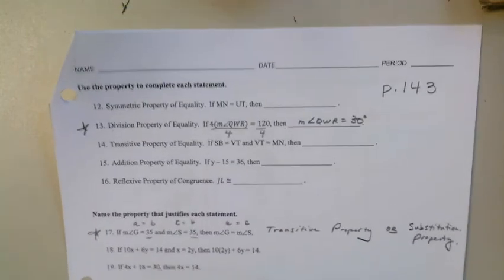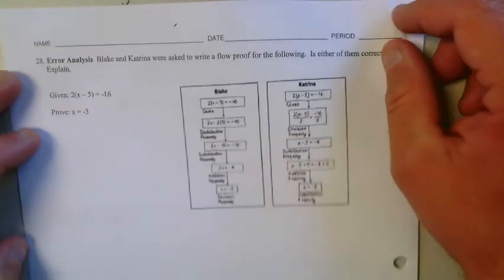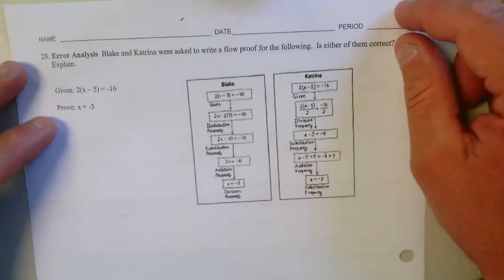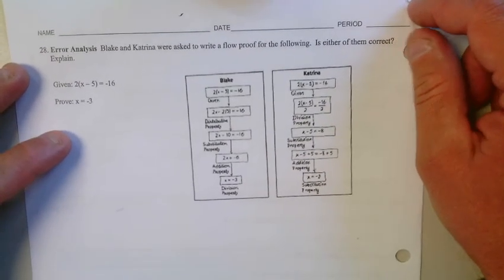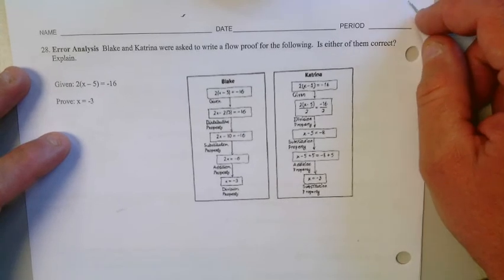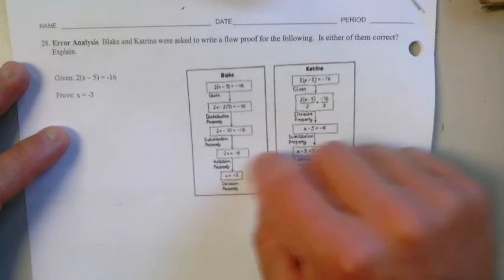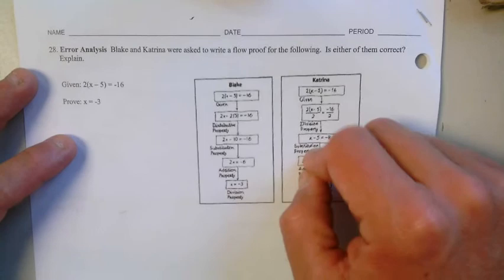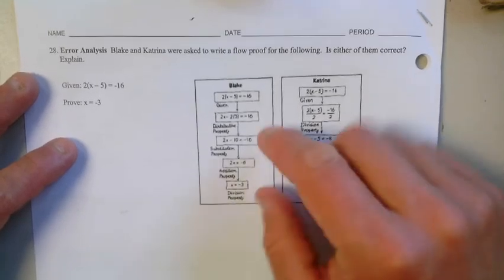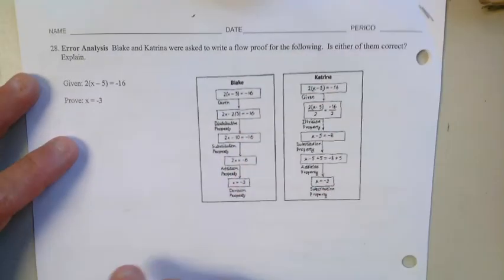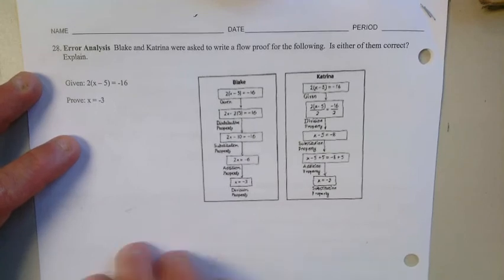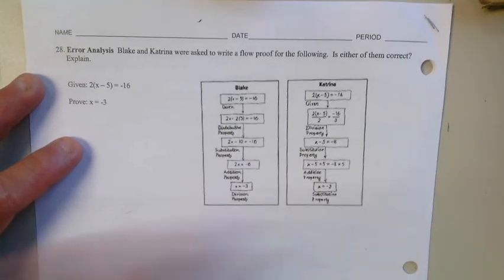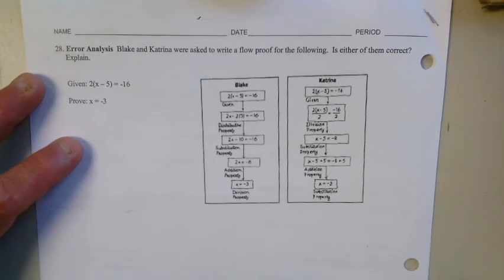Okay. All right. With that being said, the last part of your homework assignment is right here, and it says Blake and Katrina were asked to write a flow proof for the following. Is either of them correct? So maybe neither is correct, maybe one is correct, or maybe both are correct. And so I want you to go ahead and tell me what your belief is down here. Just a couple sentences. I believe this to be true because of this and this, and that's good for me.